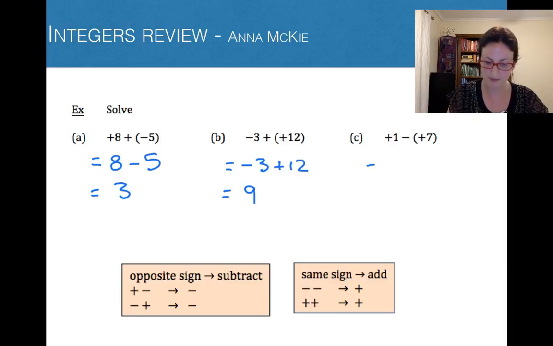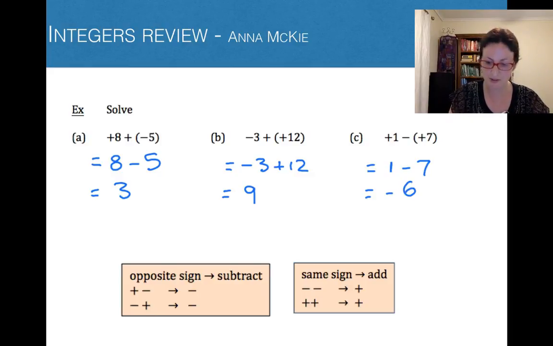The next one. We have +1 here. We don't need to write that positive sign again. And then we have two different signs. Take +7, so we can write subtract 7. And working that out, we would get -6.